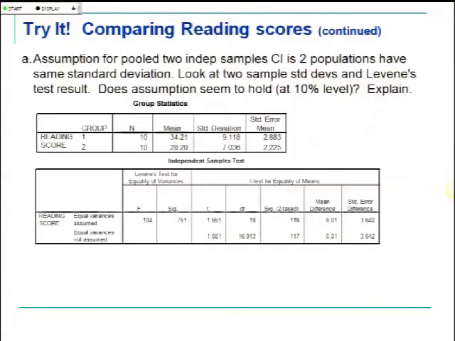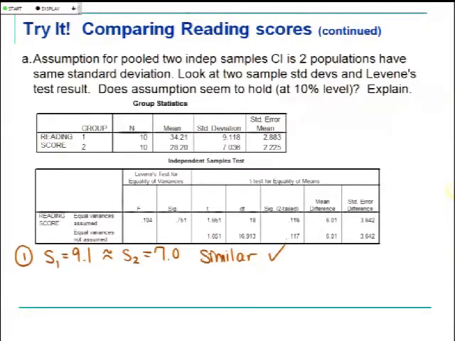So we have to assume equal population variances if we want to do the pooled. Let's look at our sample standard deviations, which we just did, and comment on this pretest called Levene's test. So number one, s1 of 9.1 is similar to the second standard deviation, which was about 7. So that's a plus for pooling.